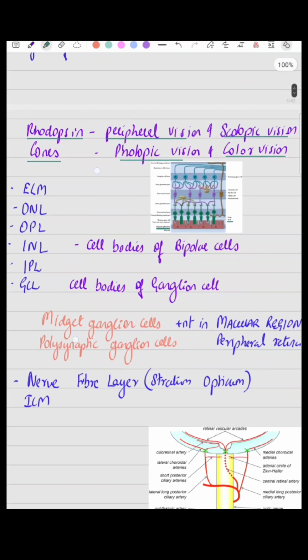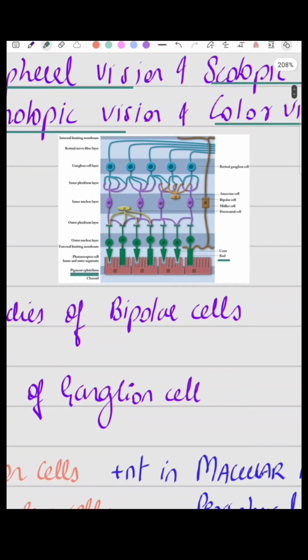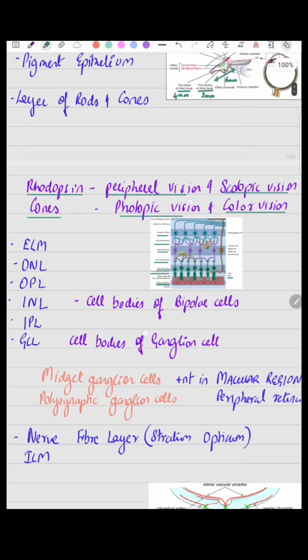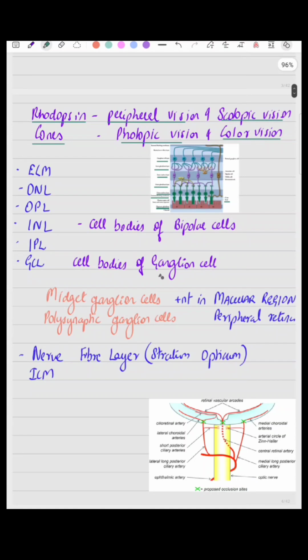Then comes the external limiting membrane. Then the outer nuclear layer, outer plexiform layer, and inner nuclear layer, which consists of the bipolar cells. Here, this is a bipolar cell, and then the inner plexiform layer. Then the ganglion cell layer, which contains the cell bodies of the ganglion cells.